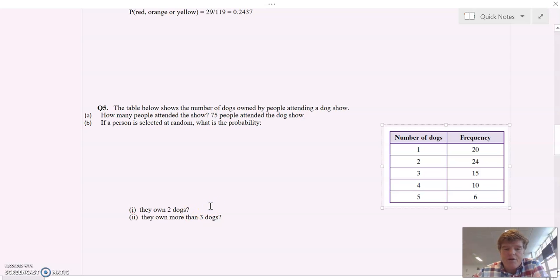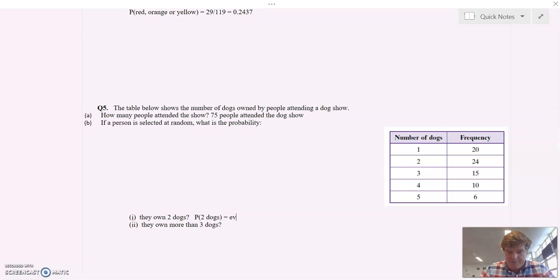What's the probability they own 2 dogs? So let's remind ourselves of our rule. Probability of 2 dogs equals the number of times the event occurs divided by the total. So the number of times you have is 24, and we said the total number of people was 75. 24 divided by 75, and I don't think there's any way of simplifying that fraction. So 24 divided by 75 would be it.